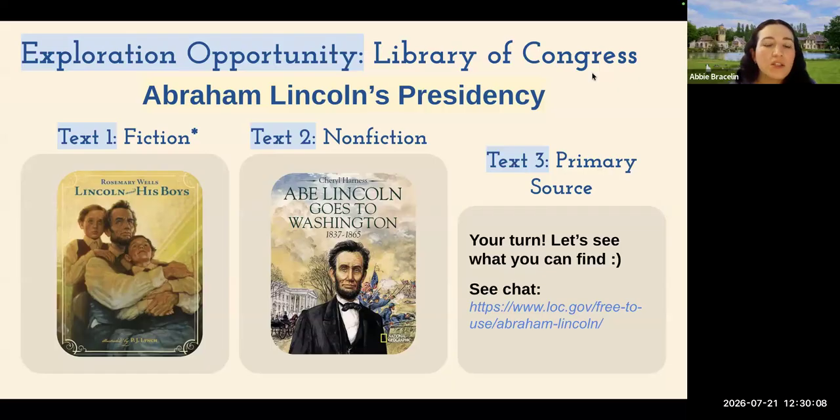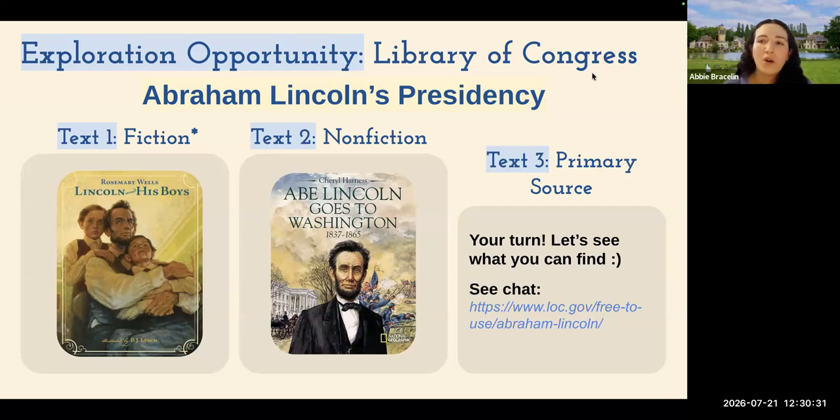So let's say I'm talking to my students about Abraham Lincoln's presidency during the Civil War. And I've pulled two texts already. I've got a historical fiction text that is heavily researched and based off the perspective of his two sons, which is really cool because up until probably a couple years ago, I didn't know he had two sons. I thought he just had one. So that is really cool.